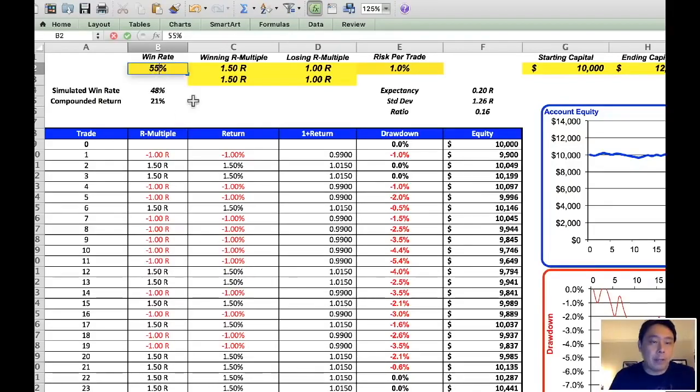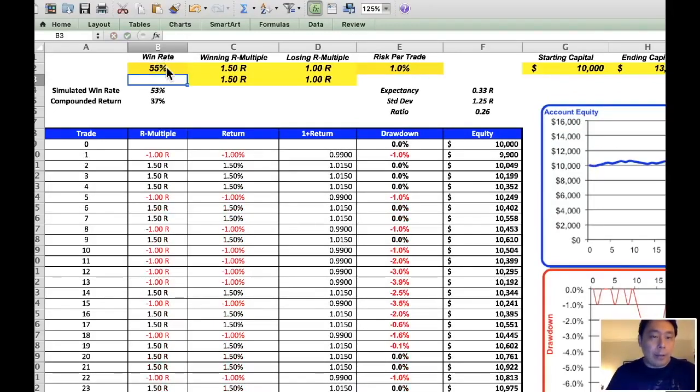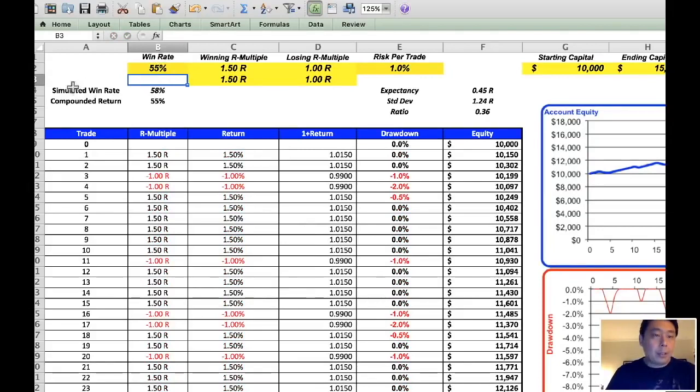So I key in 55%, enter. Now, can you see a simulated win rate over here that says 51%? Notice every time I key in 55, I will get a different figure. Why? Because this is a simulation based on random number generators.